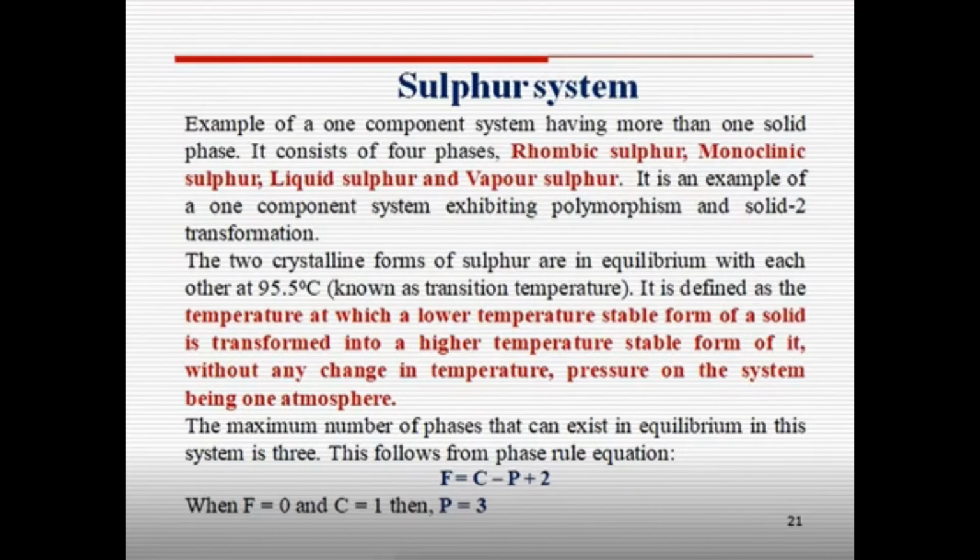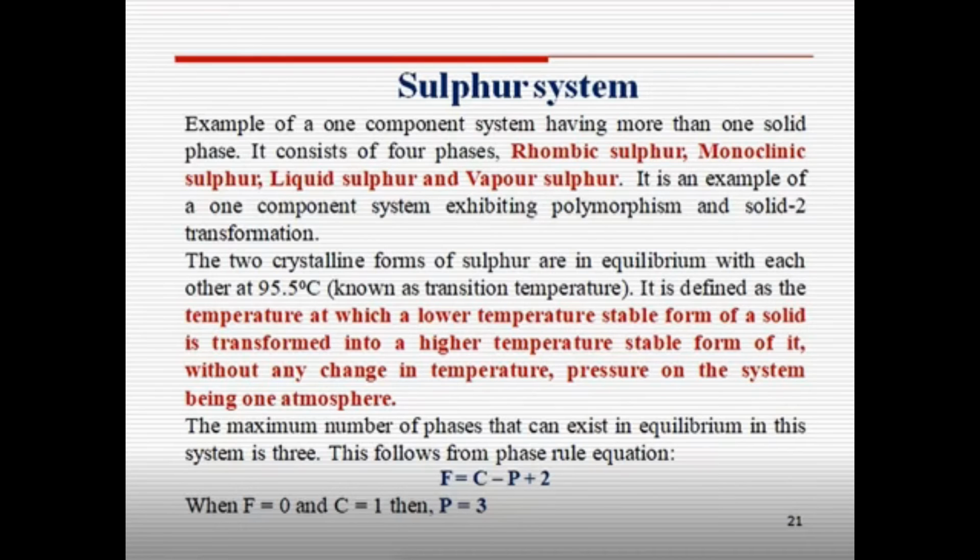Next, we will discuss the sulfur system. It is an example of a one component system having more than one solid phase. Here we have 4 phases. We know that sulfur exists in 2 crystalline forms, rhombic sulfur and monoclinic sulfur. In addition, we have liquid phase as liquid sulfur and vapor phase as vapor sulfur. So it is an example of a one component system exhibiting polymorphism and solid-solid transformation.